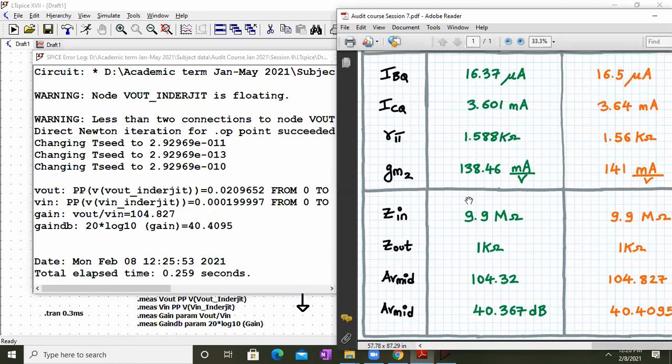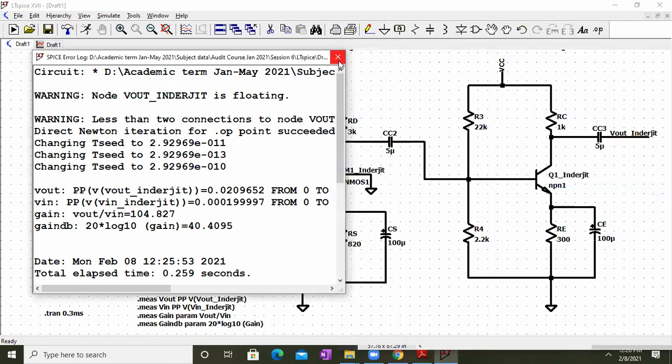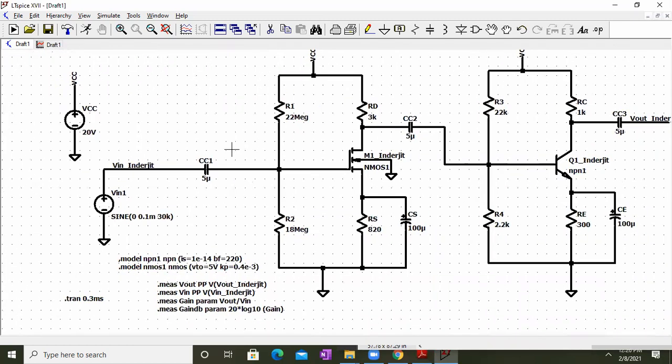Now let me verify this with the calculated values. So AV mid, we got it as 104.827 by simulation, and we are getting 104.32 by calculation. So more or less very closely matched. And AV mid in dB is 40.4095 dB by simulation, and by calculation it's coming 40.367 dB. So the values are coming quite close. So we have verified the AC analysis also. Now only one thing left: to calculate the input impedance and output impedance.